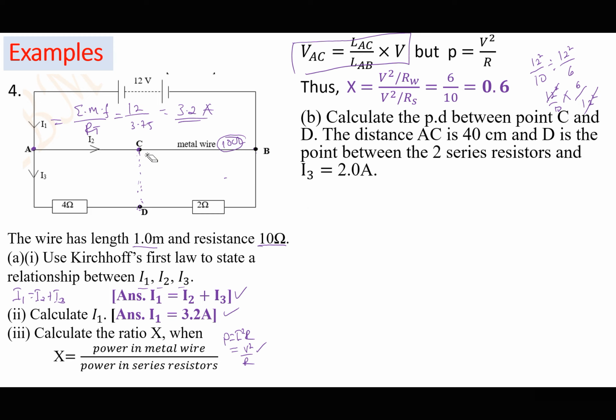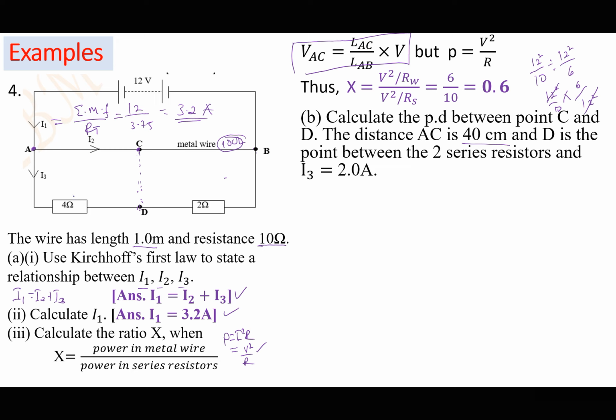Therefore, the PD across SC is going to be the length SC divided by total length times the voltage supply, the voltage across the whole length. So the PD across a given section is divided in the ratio of the length of that section. The length SC, which is given as 40 centimeters, divided by total length, which is 1 meter, that is 100 centimeters, then times the PD across AB, which is 12. That will give us the PD across SC. And if the PD across SC is obtained, then the PD across CB can be the balance, which is 12 minus the PD across SC.